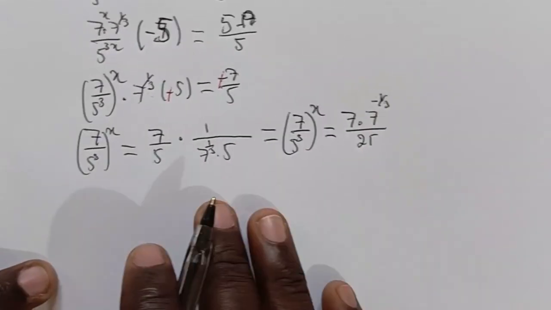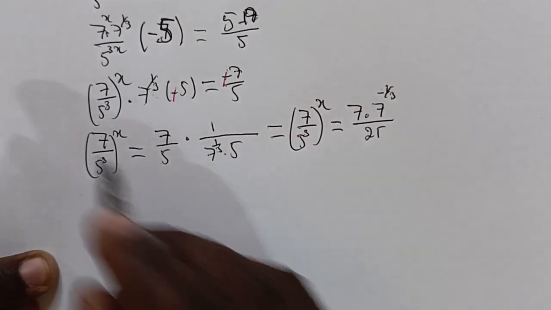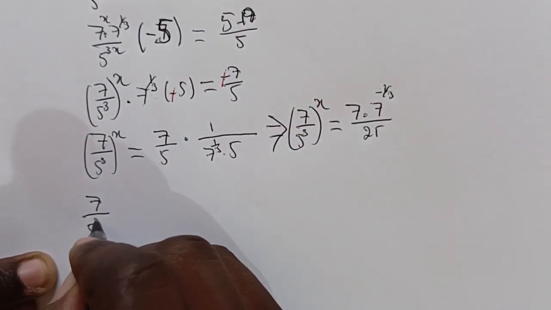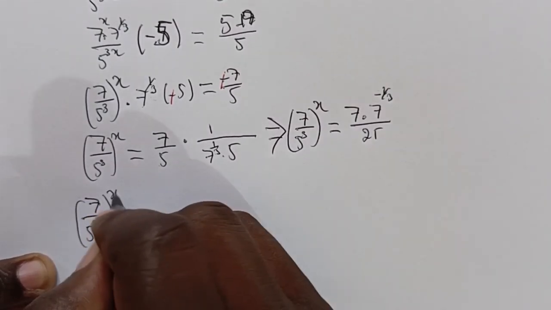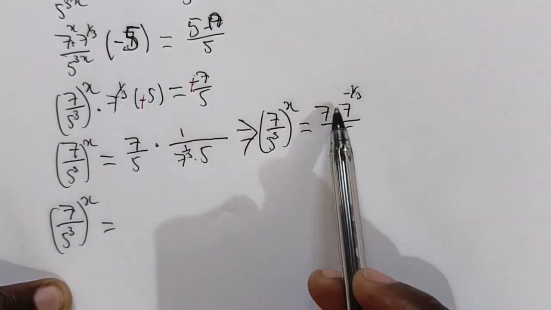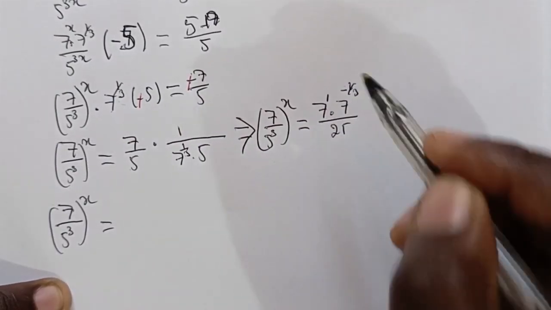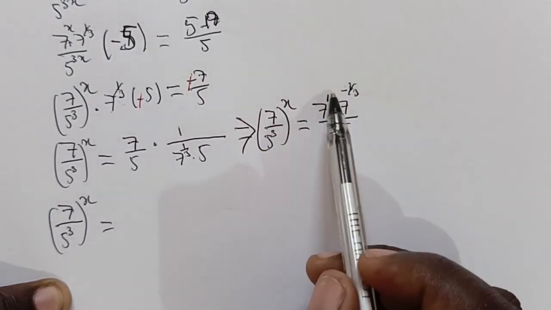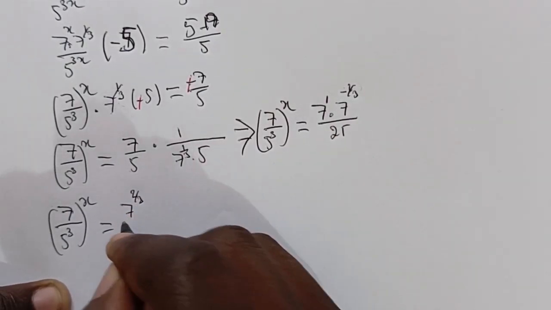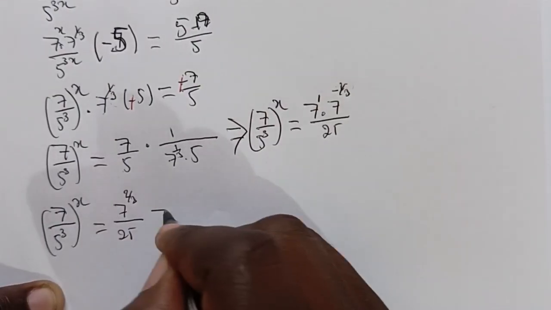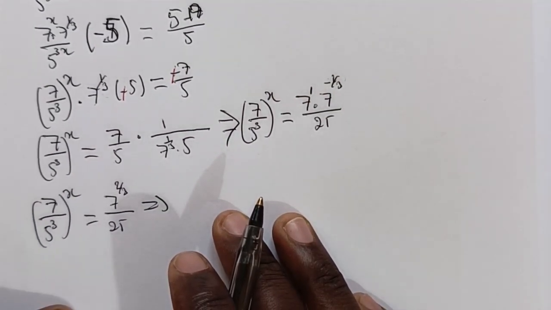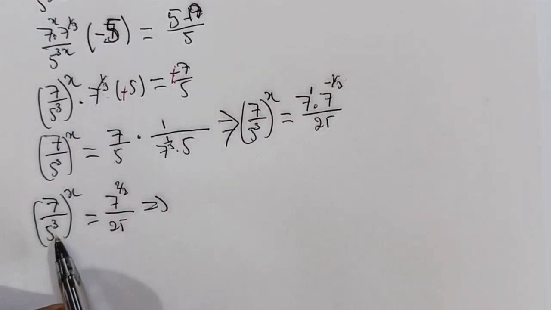Okay, now I have 7 over 5 raised to 3 to the power of x. This is equal to, here I have the power of this 7 here is 1. That's why summing their powers, we have 7 to the power of 2 over 3 by 25. To solve for x, guys, I'll take the natural log on both sides.